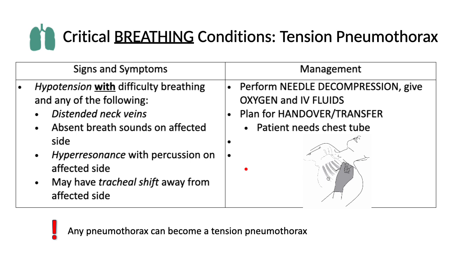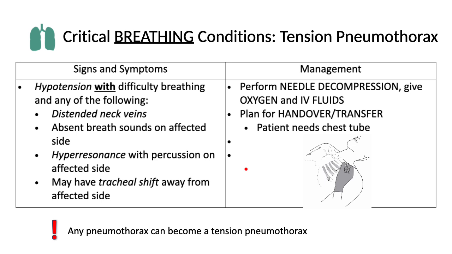A critical breathing condition is tension pneumothorax. These patients are tachypneic and hypotensive because of obstructive shock. They can have distended neck veins. There is no breath sound on the affected side, there is a hyper-resonant percussion note, and the trachea could be shifted to the other side.